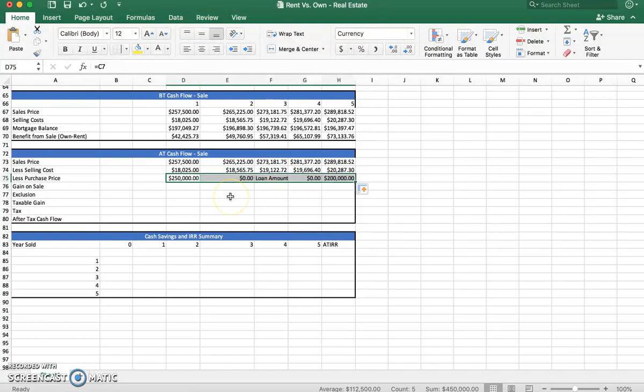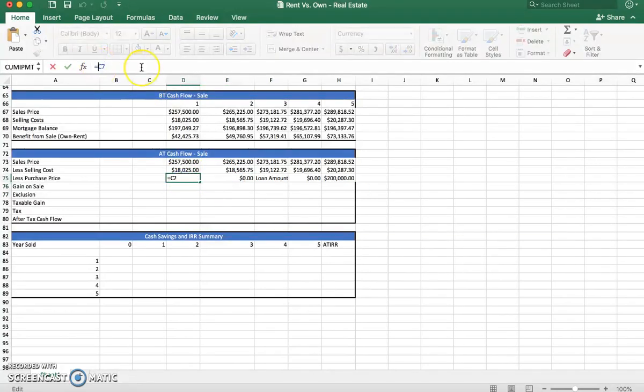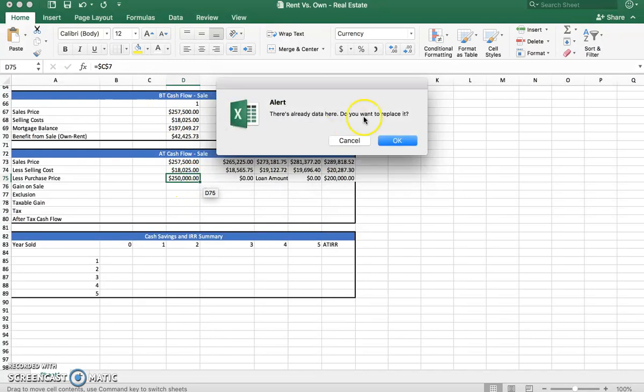Alright, now to find the gain on sale, we're just going to do the difference between all of these. Okay, oops. I need to lock this down so I can pull it across. Let's try that again.